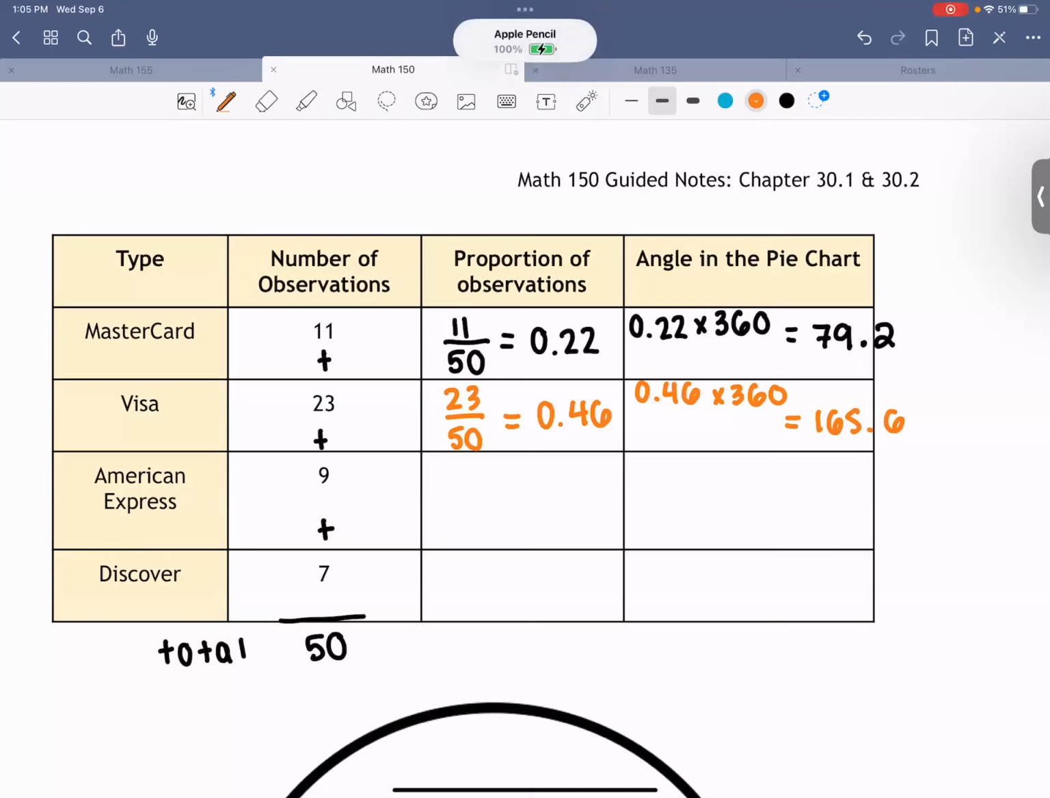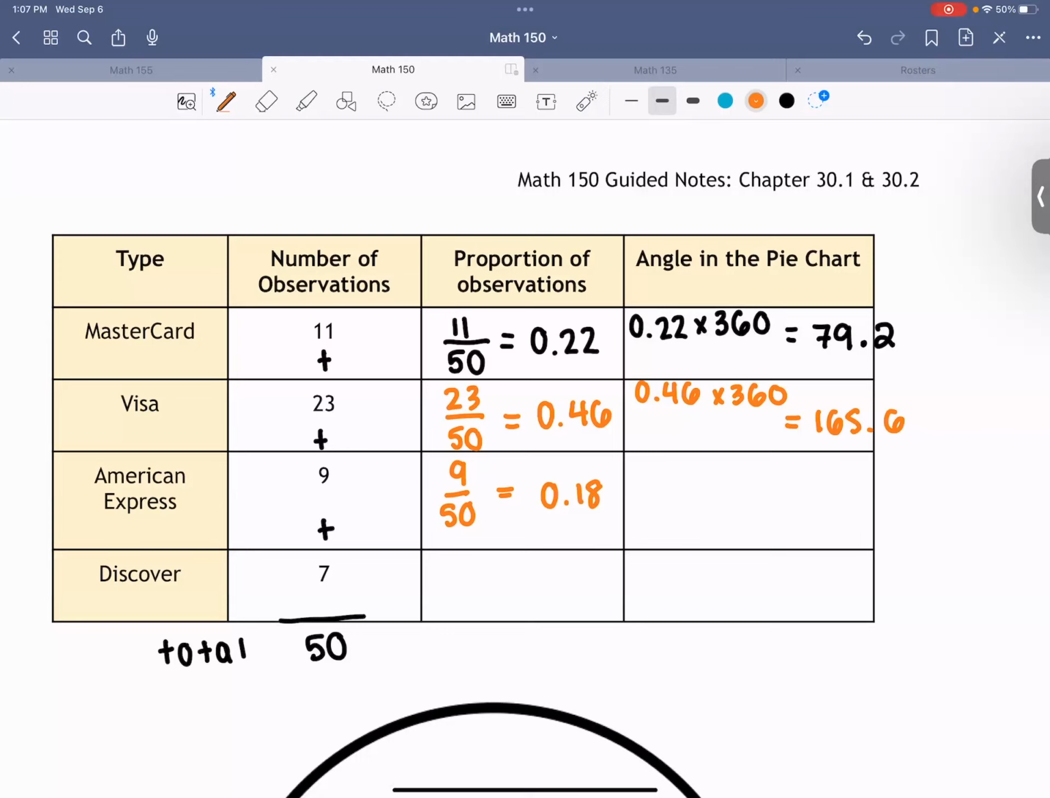Now, how about this? I'm going to give you 2 minutes. Why don't you do the last 2 rows, and then we'll come back. Like 2 seconds to do that, but it seems like a lot of you already have it done. I think it's pretty self-explanatory, right? American Express, 9 out of 50, right? Or 0.18. Okay. What did we get for the angle for American Express?